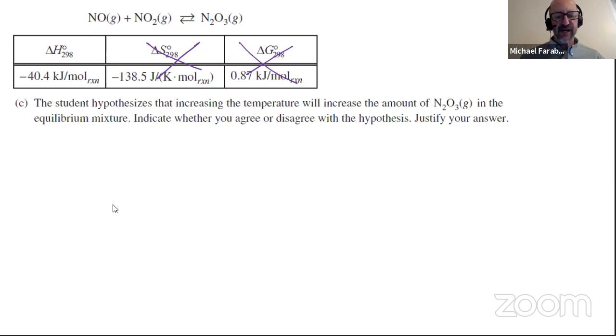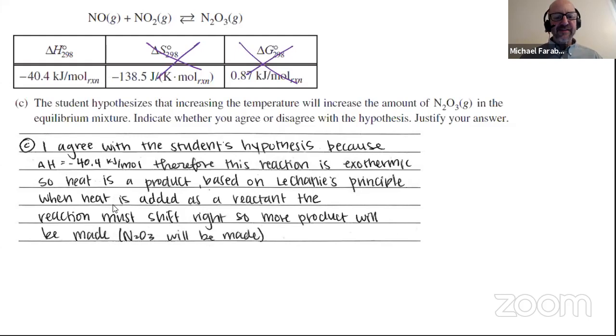Here's what the student said. They said, I agree with the student's hypothesis because the delta H is negative 40.4 kilojoules per mole, and that is an exothermic reaction. So heat is a product. Based on Le Chatelier's principle, when heat is added as a reactant, the reaction must shift to the right, so more product will be made and N2O3 will increase.